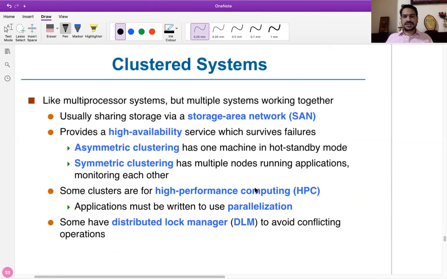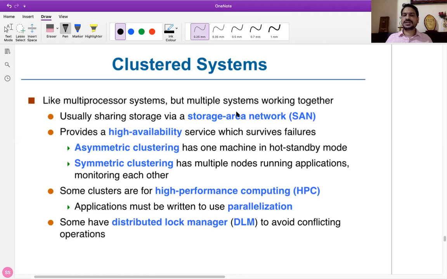So let's go to clustered system. What is a clustered system? It is like a multi-processor system, but with multiple systems working together. Here it is not like only one unit is there and inside that we have multiple processors. It is working as a multi-processor, but it is not the one system we are talking about. Here we are talking about multiple systems.